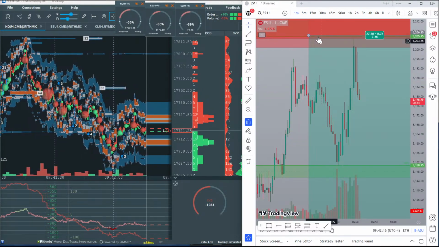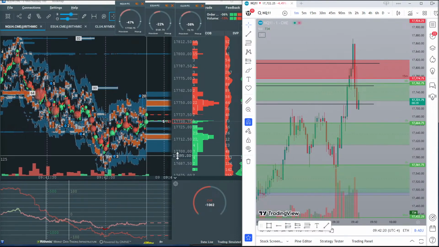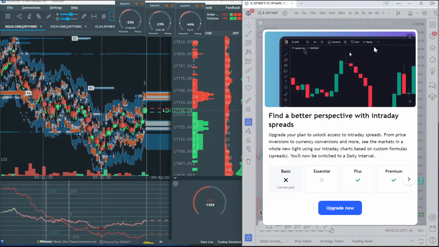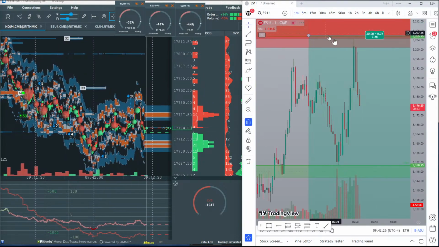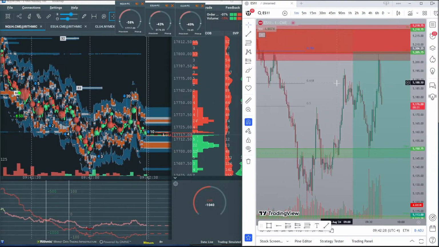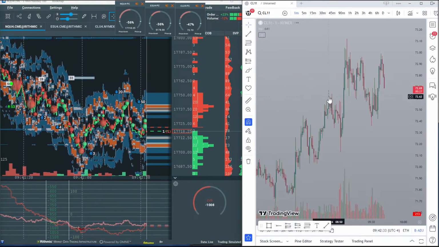Look at ES trying to make a harsher dive to the downside than NQ right now. Oh, I keep doing that. I keep going to the wrong chart. It's messing me up. Let's check out crude oil, guys, and see if crude oil is doing anything for us right now.